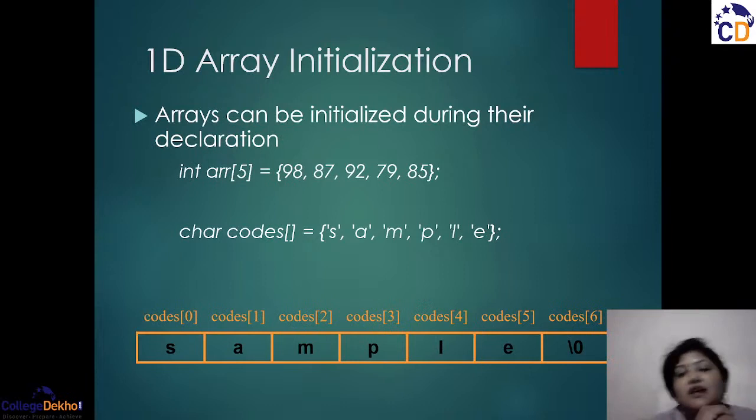So this is how it is stored. Code 0 is S, code 1 is A, then M, then P, then L, then E. Now what is this \0? This is null, that indicates the end of the string. You may write it as \0 or in capital letters, NULL. Null means end of the string. It should be inserted at the end of the string to make the memory understand that this is the end of the string. There is nothing after this.